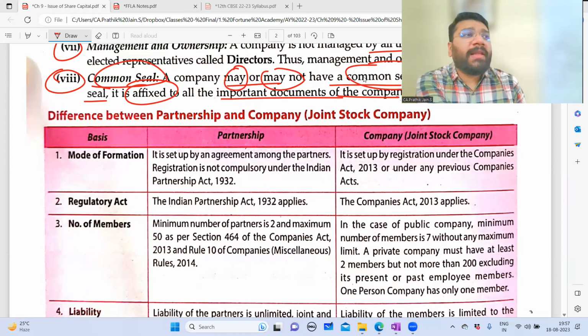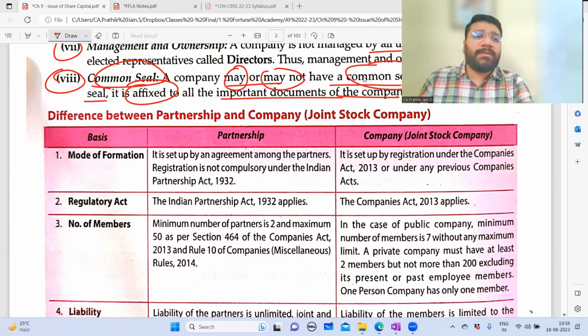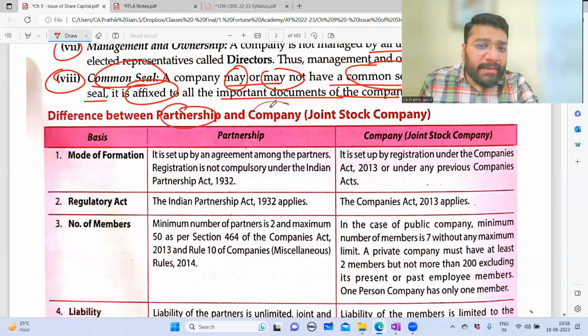Welcome back after the break. So let's continue. The next discussion point is the difference between the partnership concern and the company concern. Please, this is very important. Kindly pay full attention. First, mode of formation.